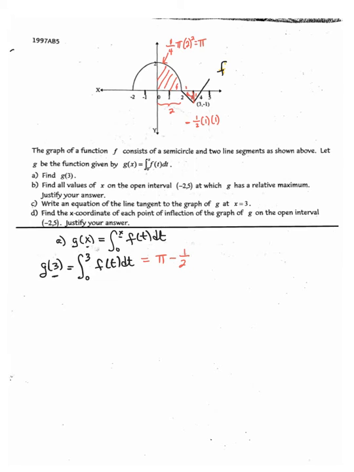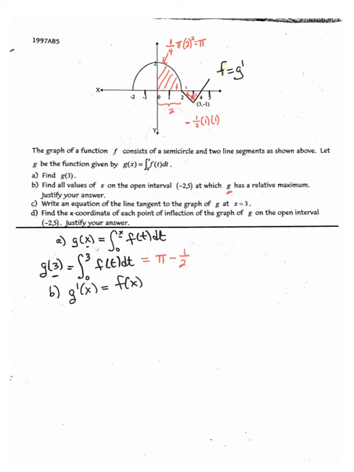Now let's take a look at B. B says, find all the values of x on this open interval from -2 to 5 at which g has a relative maximum. So remember, to find out when this mystery function g has a relative maximum, we have to find its derivative. So going back to the definition, the derivative of g is just f of x. So what we have here is the graph of the derivative of g. So this is going back to those old AP problems. Here's the graph of the derivative of a function. Tell me about the function.